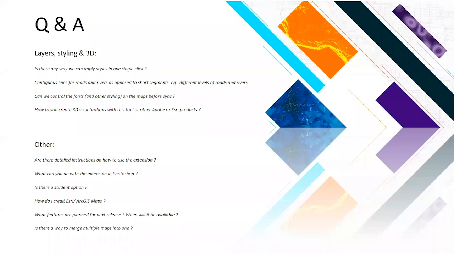In Illustrator, you'll get raster and vector. In Photoshop, you'll only get raster.